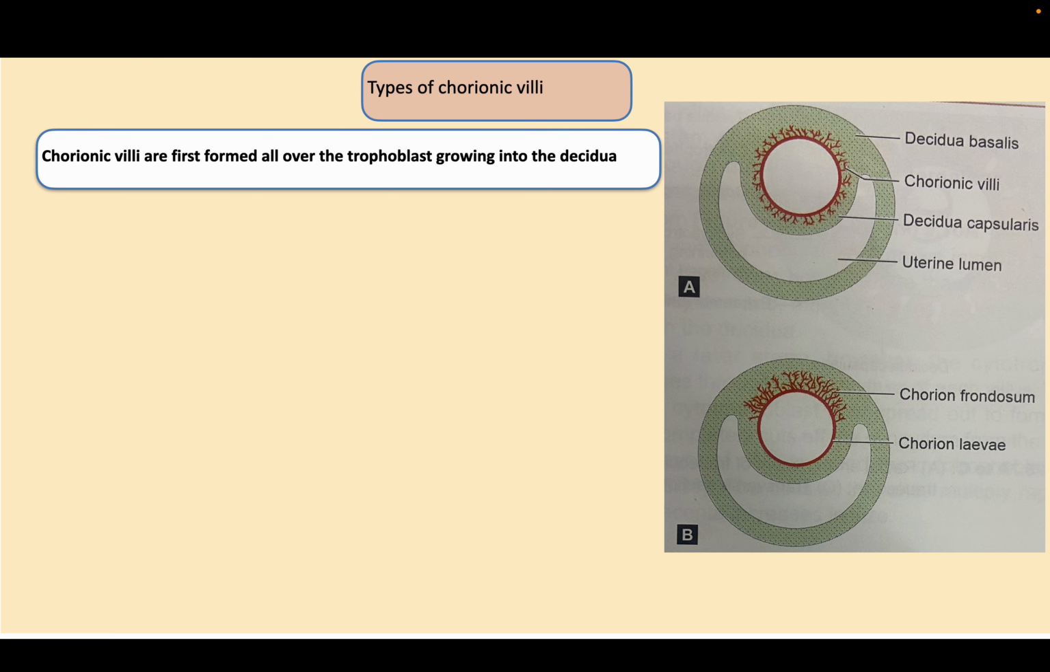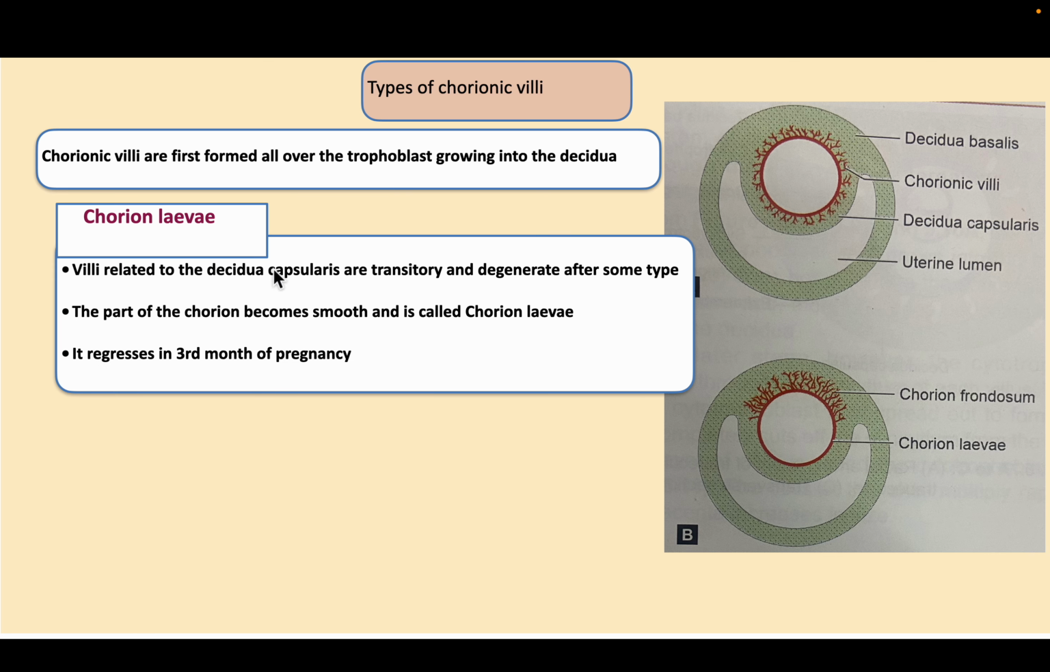Now what are the types of chorionic villi? Chorionic villi are first formed all over the trophoblast, growing into the decidua. You can see here the villi related to the decidua capsularis. So this is the decidua capsularis. These villi are transitory and degenerate after some time. The part of the chorion becomes smooth and we call it chorion laeve. It regresses in the third month of pregnancy.